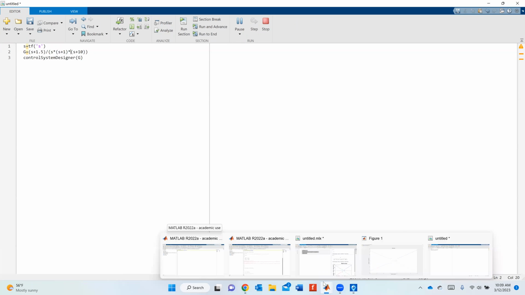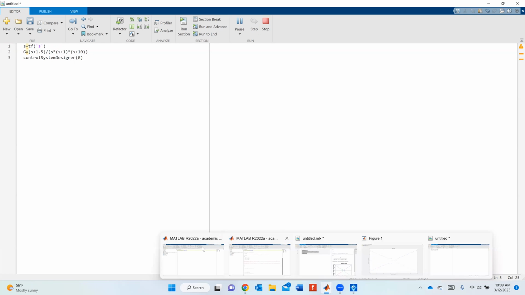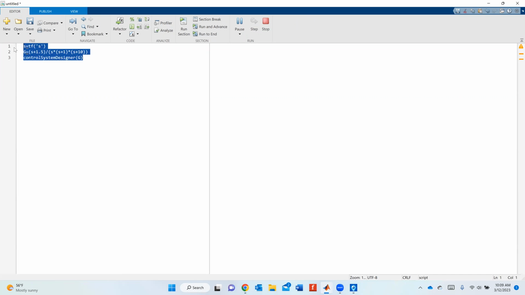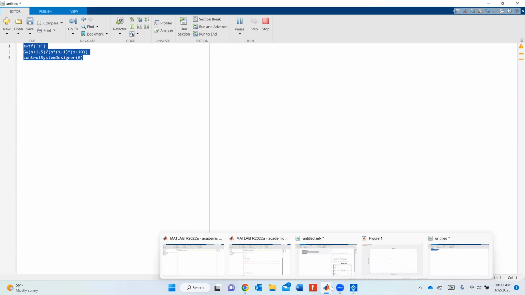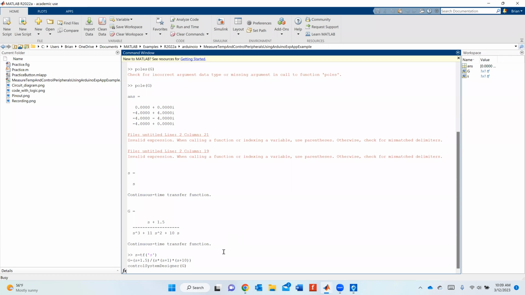Okay, and then it should pull up our control system designer. We should see it soon. Let's see. If not, then we'll go to here.